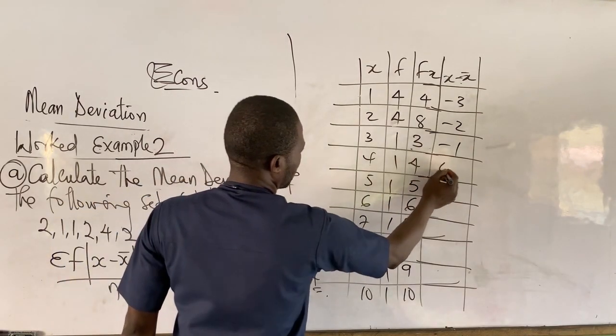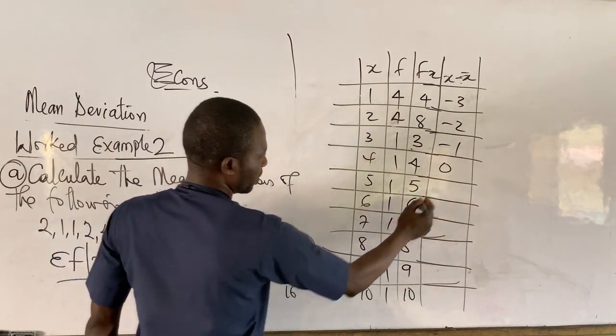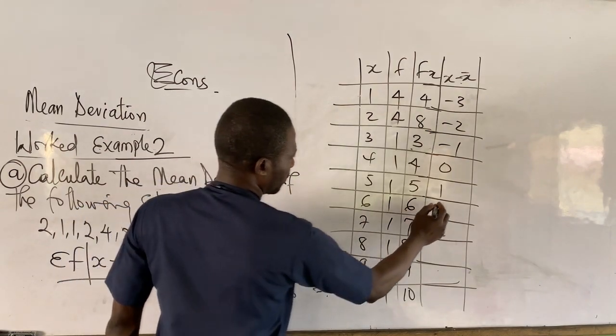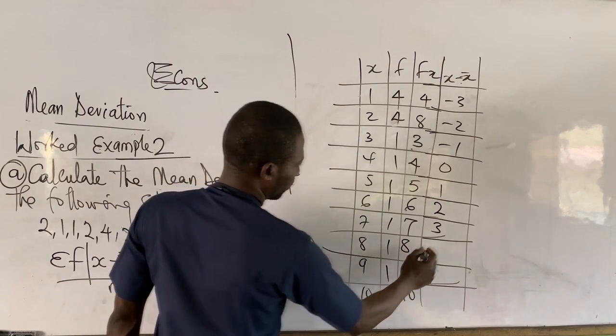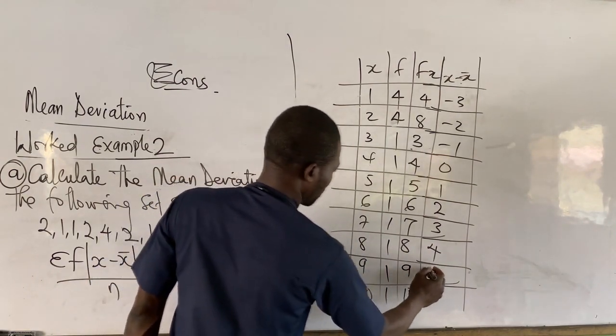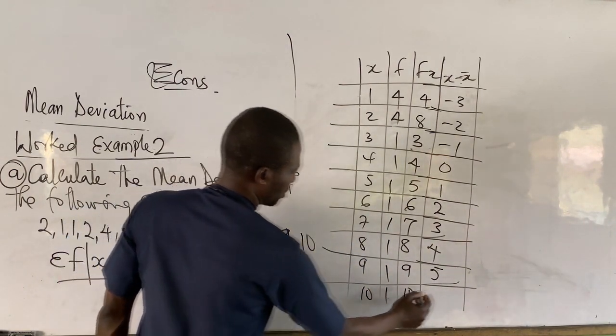4 minus 4 gives us 0. 5 minus 4 gives us 1. 6 minus 4 gives us 2. 7 minus 4 gives us 3. 8 minus 4 gives us 4. 9 minus 4, that will give us 5. And we have 10 minus 4, which gives us what?